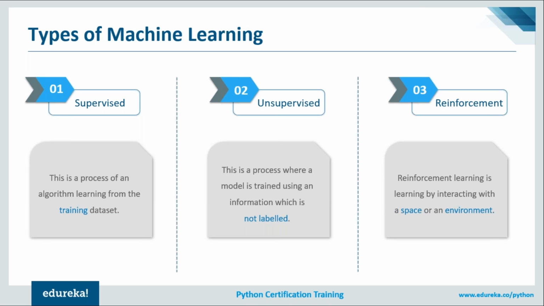So for now, let me just recap all these three algorithms. So first is supervised learning. Supervised learning is a process of an algorithm learning from the training data set. You can think of it as a teacher supervising the learning process, where you know the correct answer, but the algorithm iteratively keeps predicting the training data and is corrected by the teacher. This learning stops whenever the algorithm achieves an acceptable level of performance.